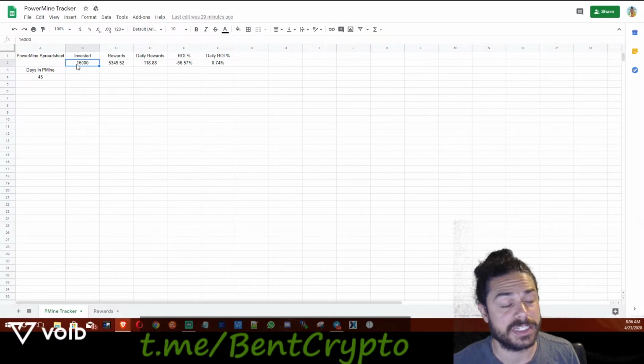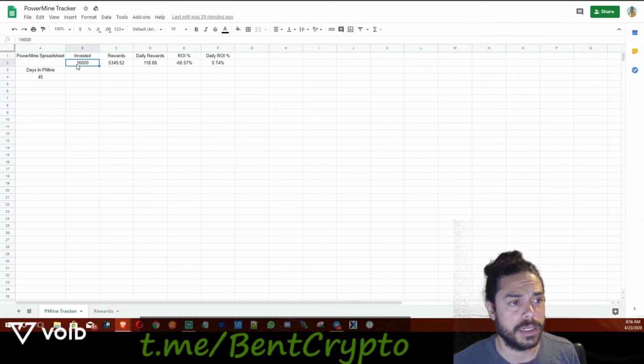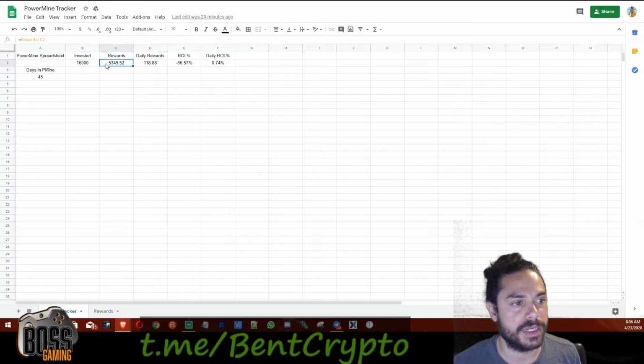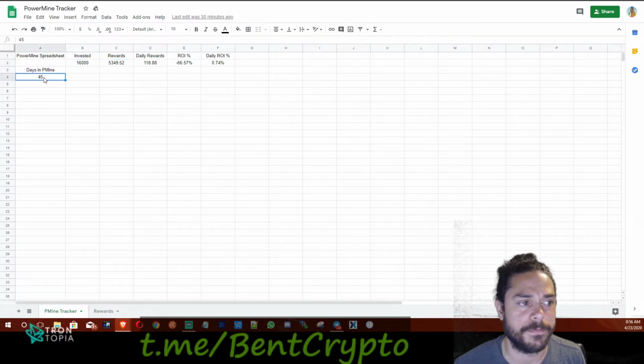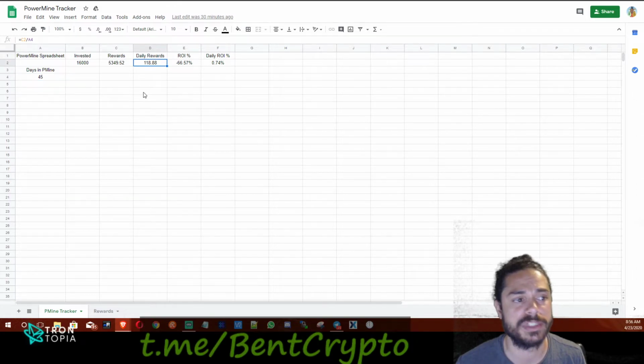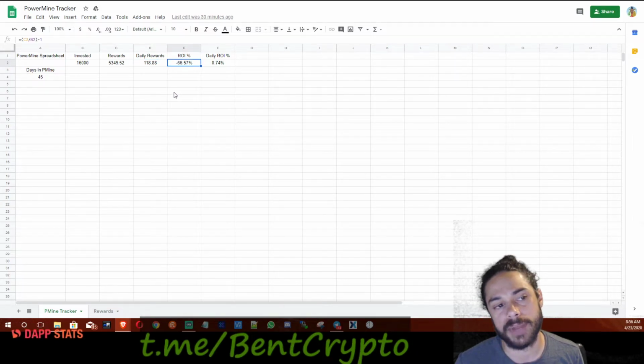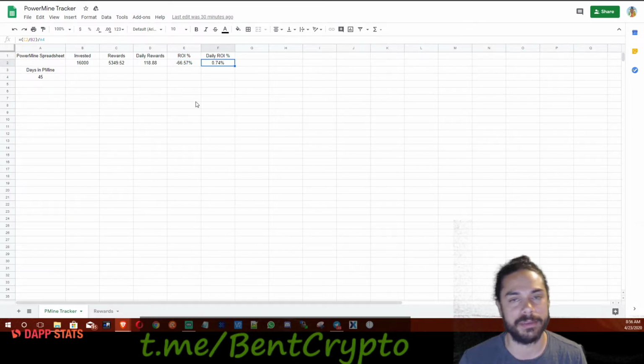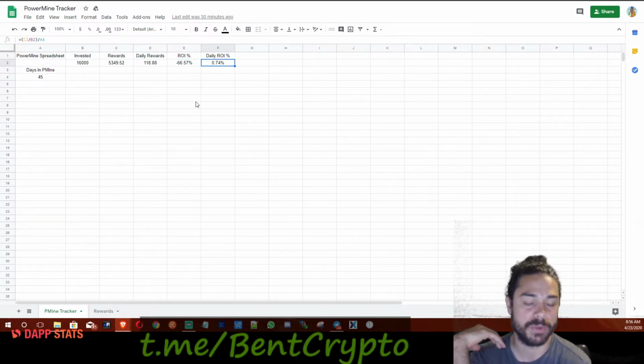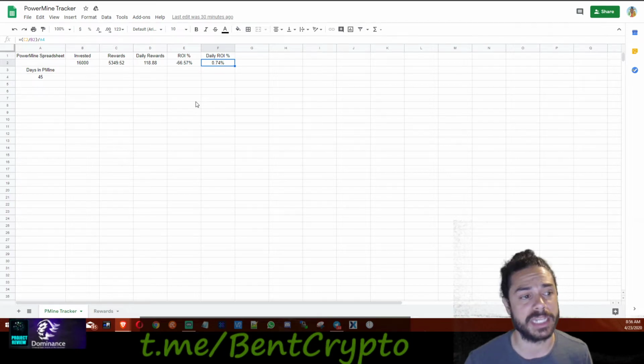Yes. So I invested about 16,000 Pmine, and my rewards have been about over 5,300. I've been in about 45 days. So my daily rewards is about 119 IOST daily. That's my average. And then I'm about a third away from my ROI. My daily ROI is about 0.075%, which is a lot better than I expected because this is on IOST.